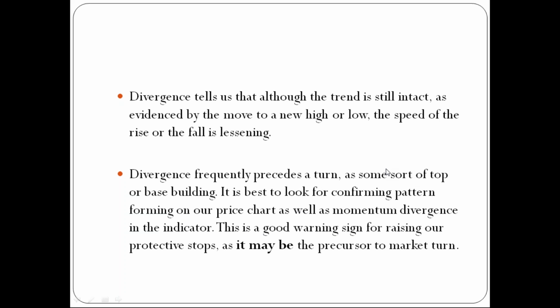So divergence tells us that although the trend is still intact, as evidenced by the move to a new high or low, the speed of the rise or the fall is lessening. This is what I told you just a moment before, because when the divergence is occurring, the price has still made a higher high or a lower low. When we are in a bull trend, the prices are recording higher highs. Though the divergence occurs, the prices have still recorded a higher high. That means we are still in a bull market phase as the prices are recording higher highs.